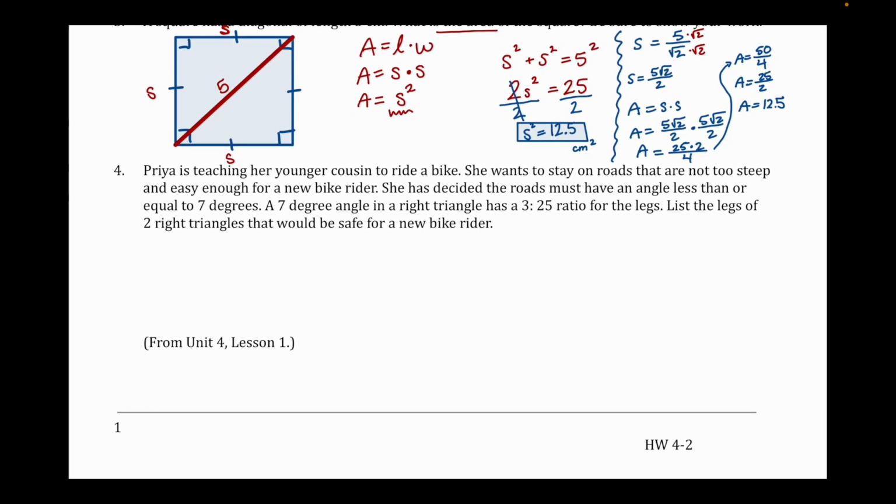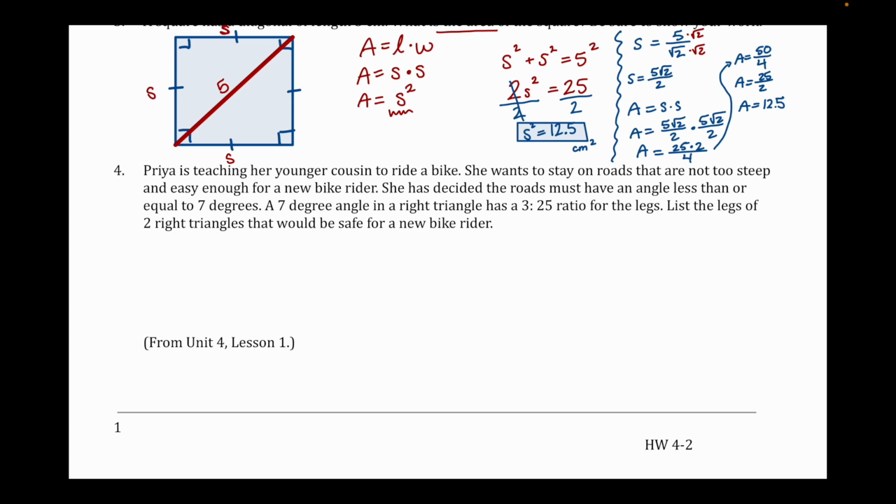Moving on to question 4, we have Priya, and Priya is teaching her younger cousin to ride a bike. She wants to stay on roads that are not too steep and that are easy enough for a new bike rider. So she's decided that roads have to have an angle less than or equal to 7 degrees. And they're going to tell us what a ratio would be for a 7-degree angle. So in a right triangle, the legs would have to have a 3 to 25 ratio. And we want to list the legs of 2 right triangles that would be safe for a new bike rider.